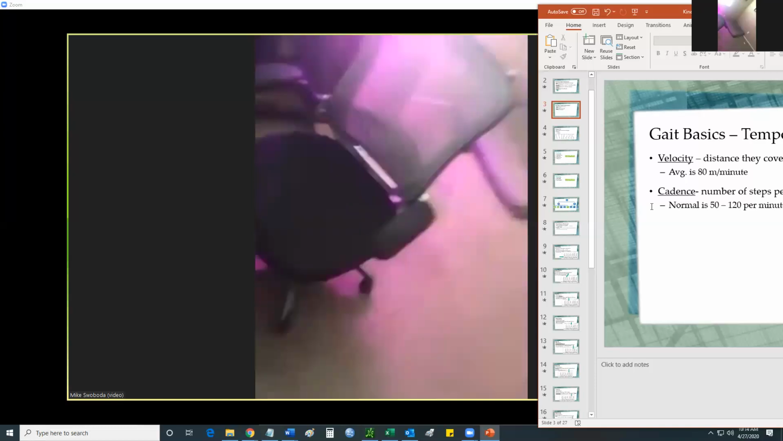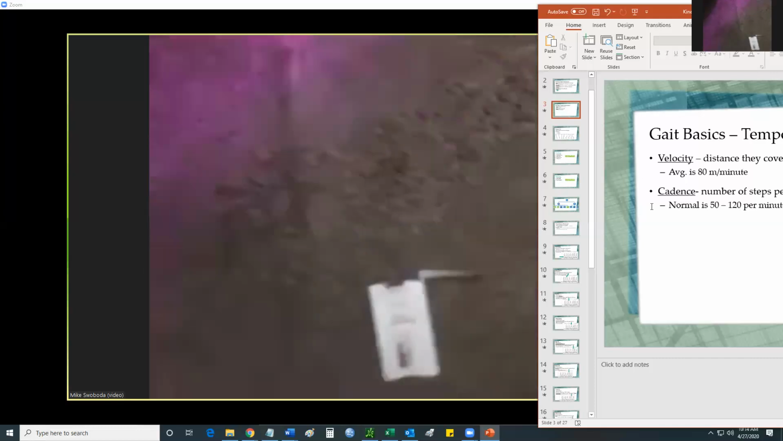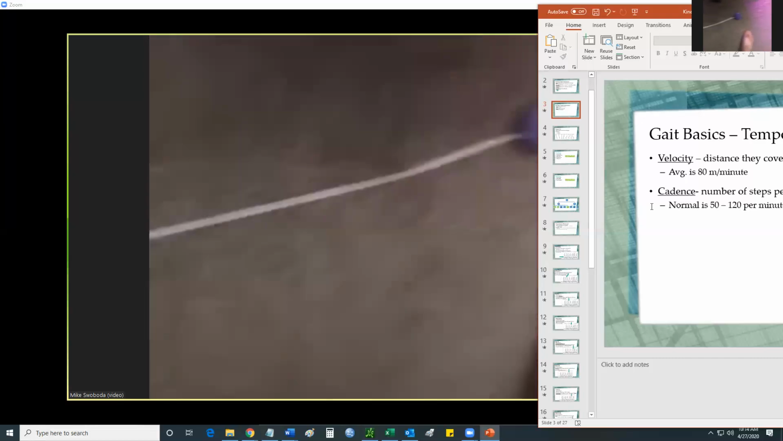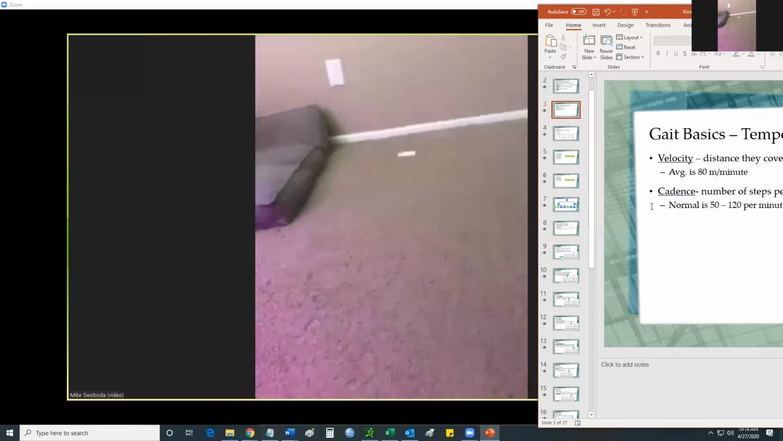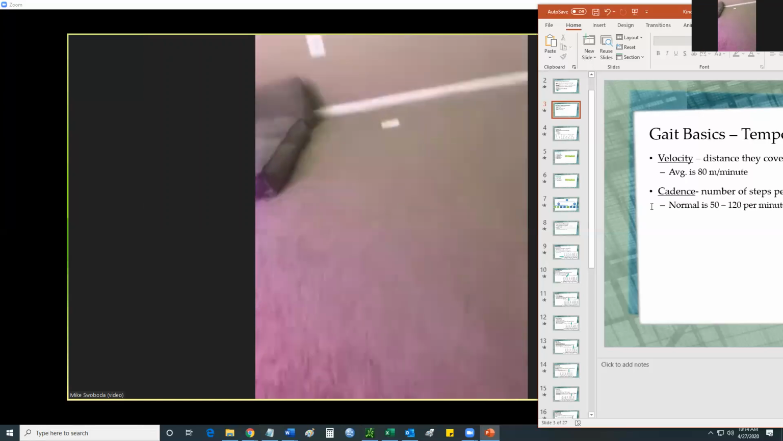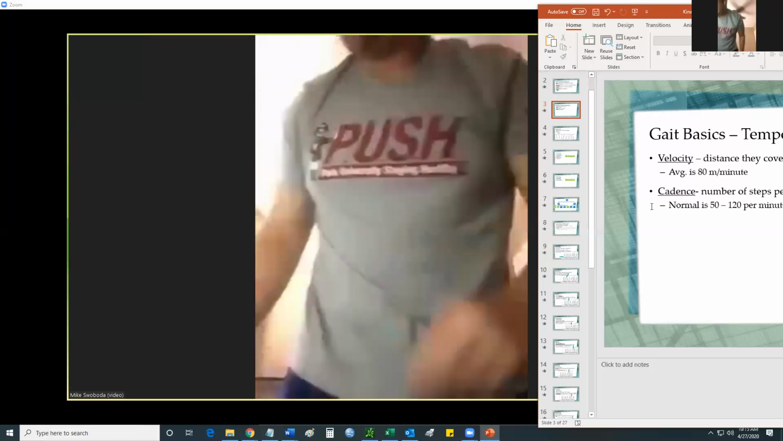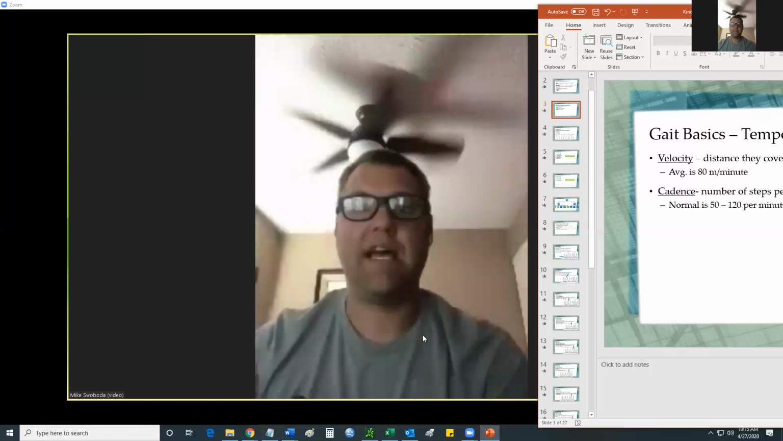Now, all I would have to do is measure, and granted, my tape measure isn't going to be that long, but I would just measure from where the end point is of that one all the way to where the starting point was back there. So let's say, for example, that I covered about 10 meters. And I did that in, we'll say, 5 seconds.